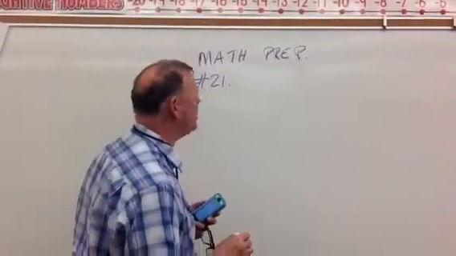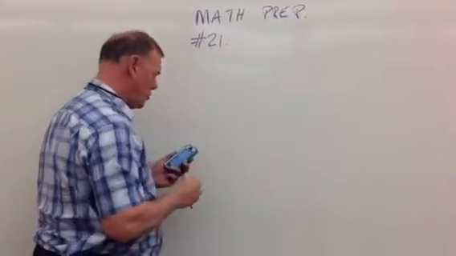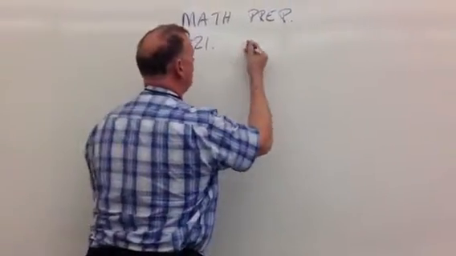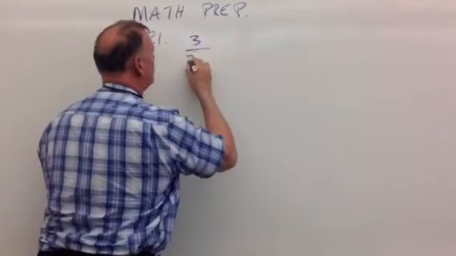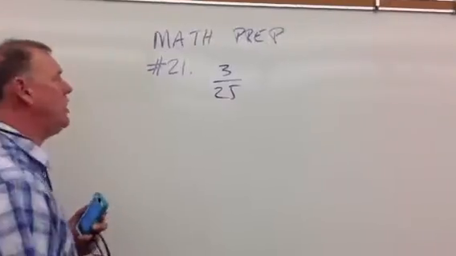And we are now continuing preparation for the final exam. We're on question 21. Question 21 will look like this. It'll say, change this fraction into a percent. There's two ways to do it.